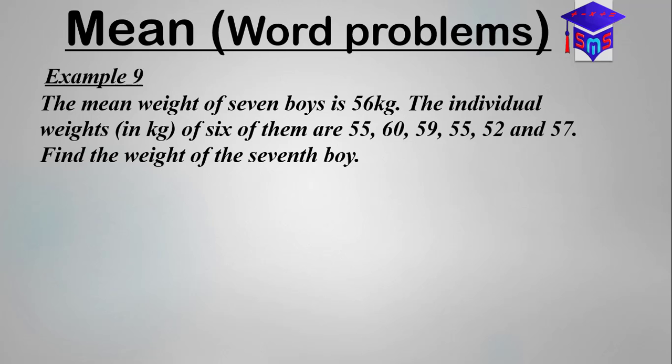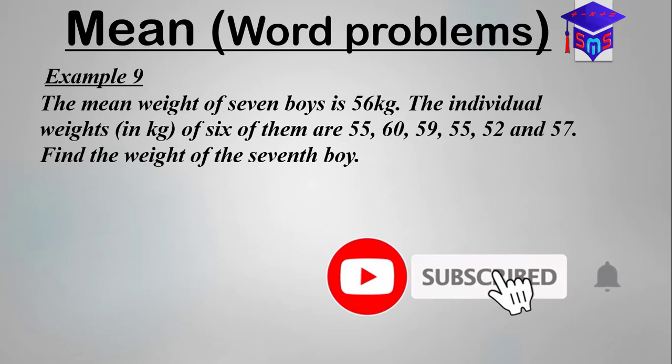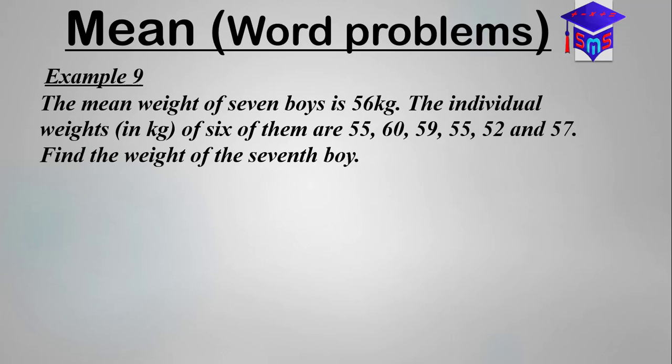Alright, so this question says the mean weight of 7 boys is 56 kilograms and the individual weights in kilograms of 6 of them are 55, 60, 59, 55, 52 and 57. Now we have to find the weight of the 7th boy.